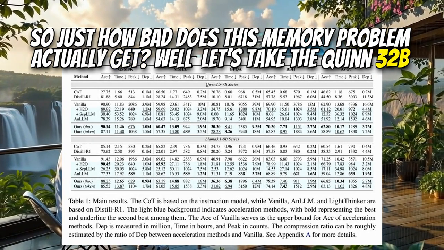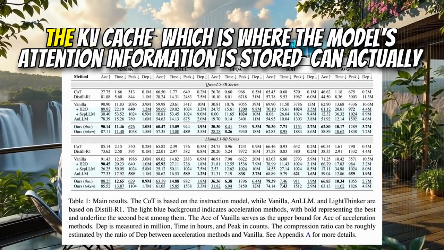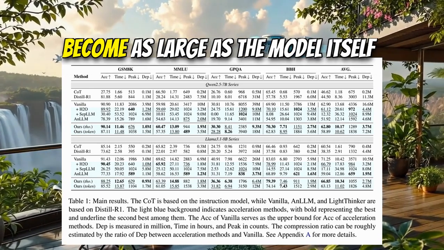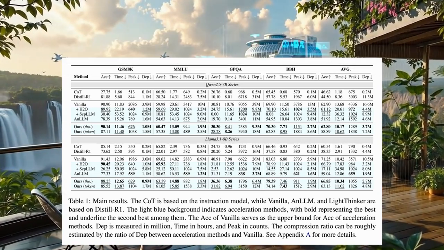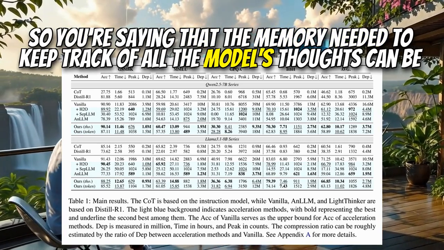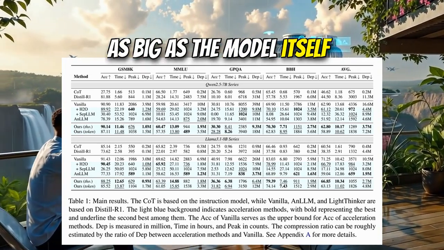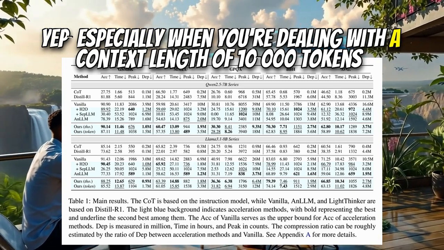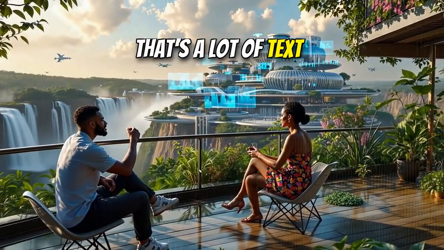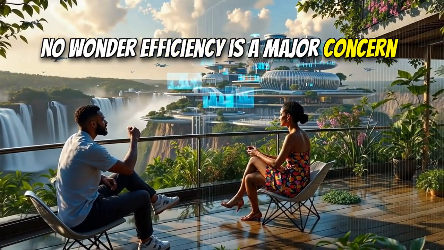Well, let's take the Qwen32B model, for example. The KV cache, which is where the model's attention information is stored, can actually become as large as the model itself. Whoa. Hold on. So you're saying that the memory needed to keep track of all the model's thoughts can be as big as the model itself? Yep. Especially when you're dealing with a context length of 10,000 tokens. 10,000 tokens. That's a lot of text. No wonder efficiency is a major concern.